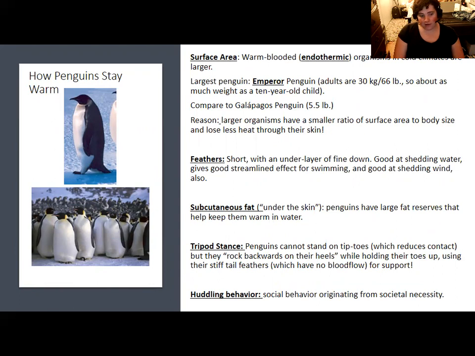Why is it so big? And why does the biggest penguin of all live in Antarctica? In fact, the biggest penguin of all, the emperor penguin, is the only penguin that actually lays its eggs on the land, that actually breeds on the Antarctic mainland. It's the biggest penguin by far.